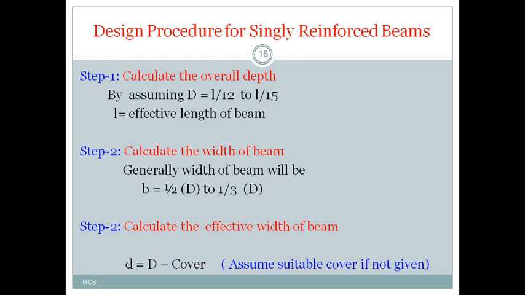That is for mild exposure condition, what is that? And severe exposure condition, what is that? There are some values there. From the table, you have to choose what the cover is. From that, you can calculate the effective depth of the beam. Dear students, please make it correct. It is not the effective width of the beam, it is the effective depth of the beam in the third step.